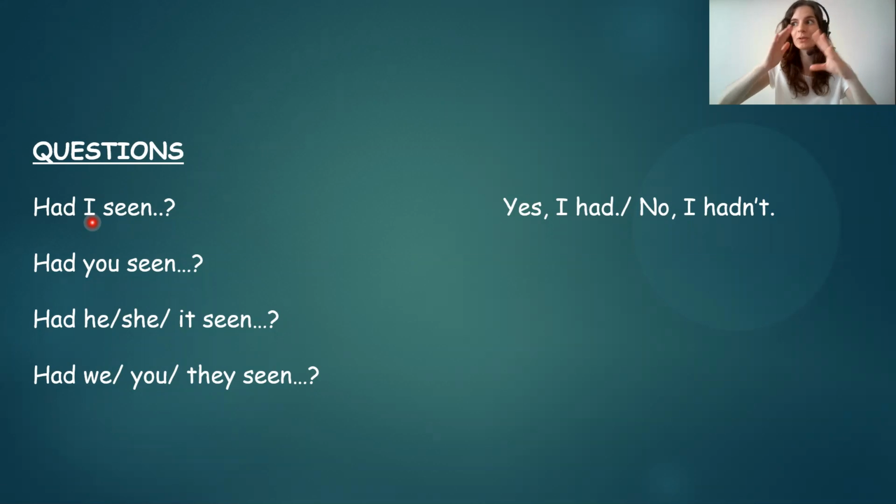So in the positive form, we know that we always say I had seen something. In the question, you will just change it the other way around, and you will say had I seen blah blah blah, right? Or had you seen blah blah blah. Had he, had she, had it seen blah blah blah, right? Or had we, had you, had they seen something, right?